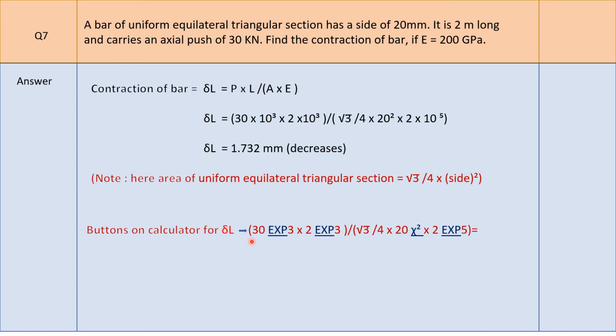So this is from here: bracket open 30 exponential 3 into 2 exponential 3 bracket close divided by bracket open root 3 divided by 4 into 20 x square into 2 exponential 5 bracket close is equal to, the answer is 1.732 mm.